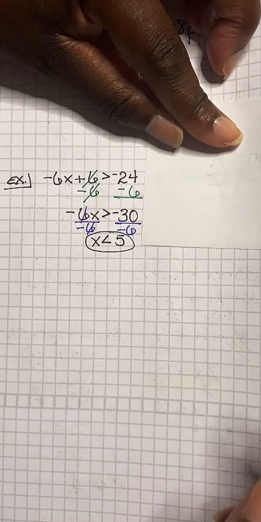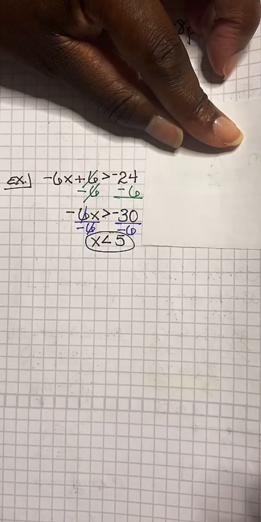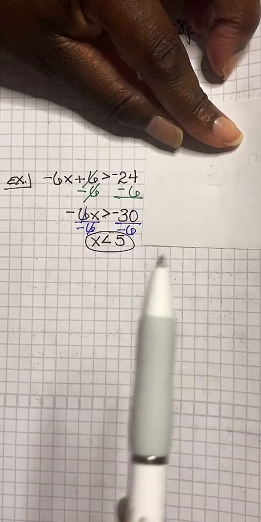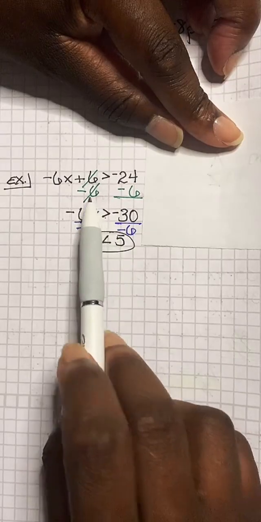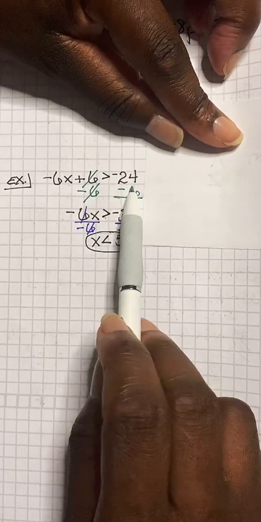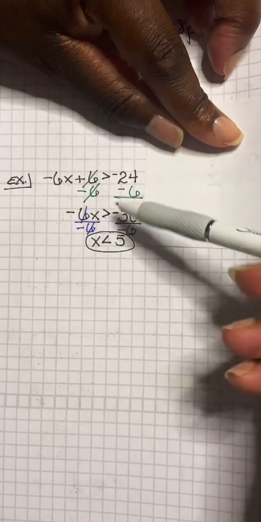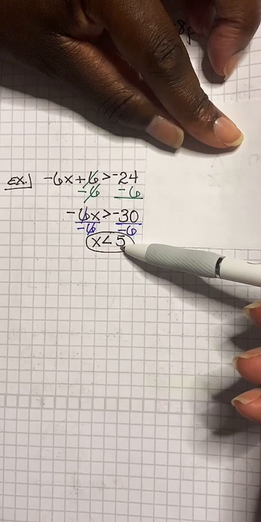Yes or no? Negative 54, is that bigger than negative 24? No. Exactly. That's why we changed the direction of the sign. If I pick any number that's greater than 5, it's going to give me a false statement. So we flip it so we can make sure we get numbers that give me a true statement.